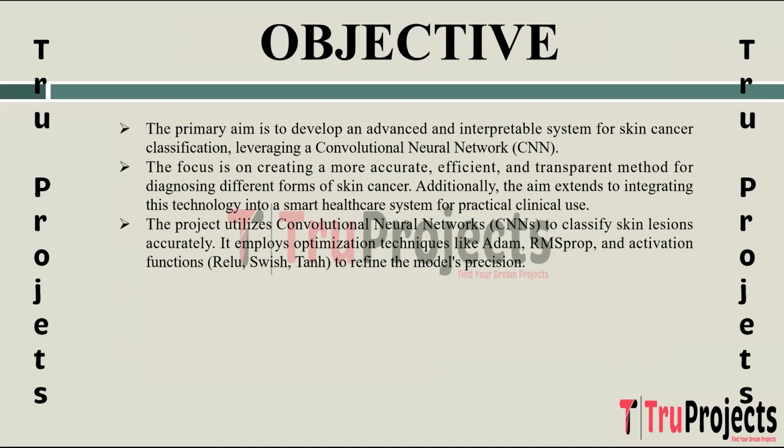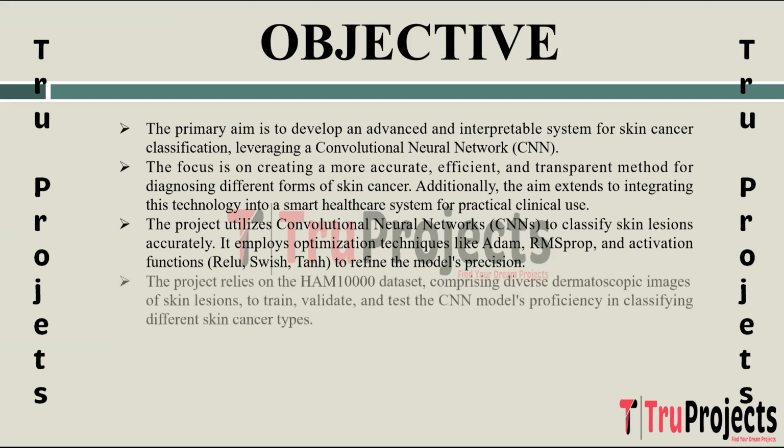The project employs CNNs, optimizing the performance with techniques like Adam and RMSprop, along with activation functions such as ReLU, Swish, and Tanh. These approaches aim to enhance the precision of the model in accurately classifying skin lesions. The project relies on the HAM10000 dataset, a diverse collection of dermatoscopic images, to train, validate, and test the CNN model. This dataset's comprehensive nature enables robust training to classify various types of skin cancer.